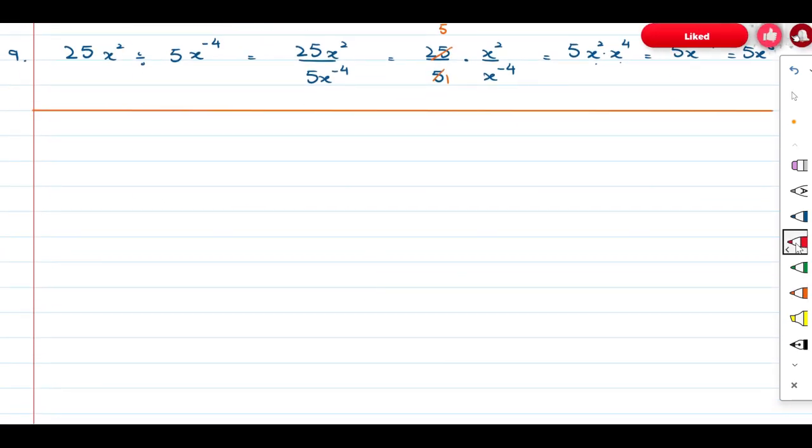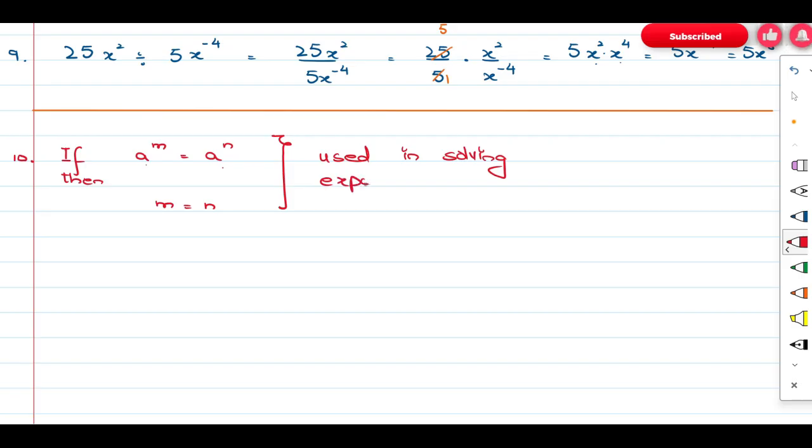Now the 10th law for the indices is, if we have any number to the power m equal to the same number to the power n, then we can say m should be equal to n. When the bases are the same, we can equate the powers. This is used in solving exponential equations. Only in exponential equations are we using this to solve, right?